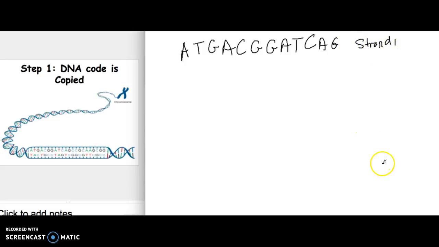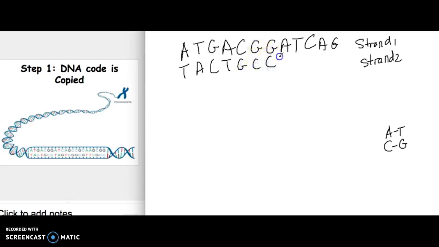And when we talked about replication and DNA, we said that A pairs with T and C pairs with G. So if we have to make strand 2, and this again is a revision, we will have A pair with T, T pairs with A, G pairs with C, A pairs with T, C pairs with G, C, C, T, A, G, T, C. So this is strand 2 of DNA.